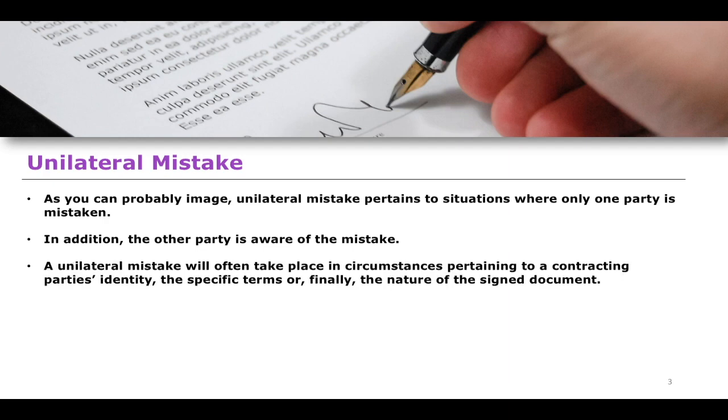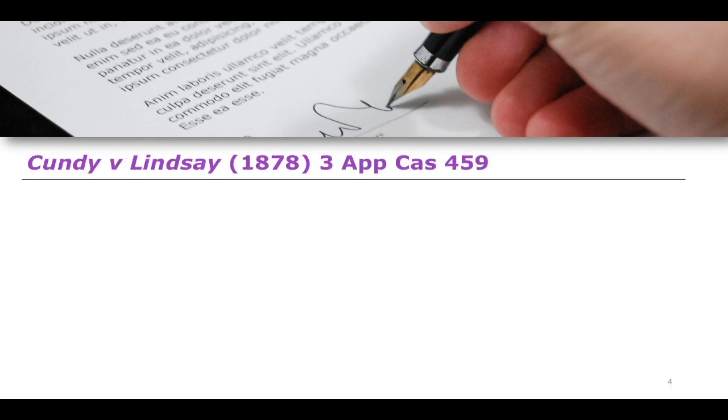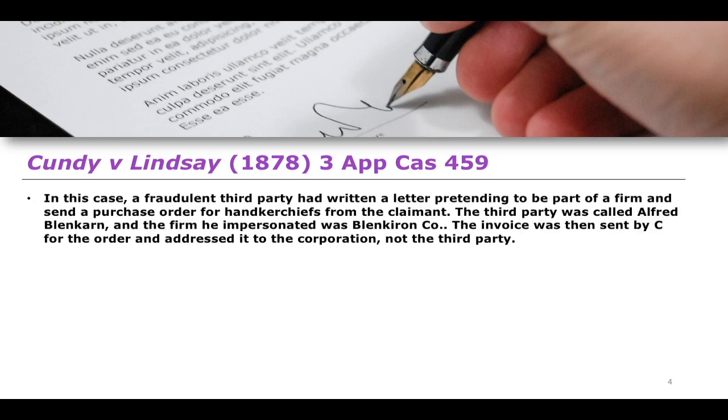And so a unilateral mistake will often take place in circumstances that relate to a contract where the contracting parties' identity, or the specific terms, or finally the nature of the signed document is mistaken. So there are mistakes in those kinds of circumstances. And I would like to draw your attention first to the 1878 case of Cundy and Lindsay. This was a case in which a fraudulent third party had written a letter pretending to be part of a firm and sent a purchase order for handkerchiefs from the claimant.